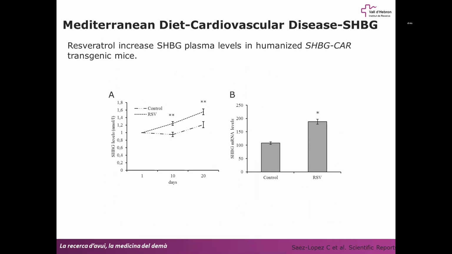So next, what we did, we bought a humanized CAR mouse, and we crossed it with our humanized SHBG transgenic mice. So we have mice that express human SHBG with a humanized CAR, and when we give the resveratrol, we can see the increase in SHBG plasma levels.